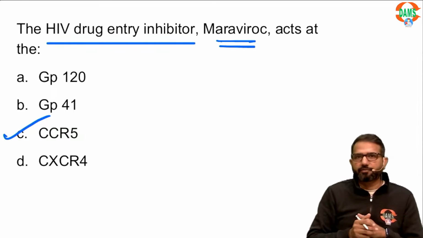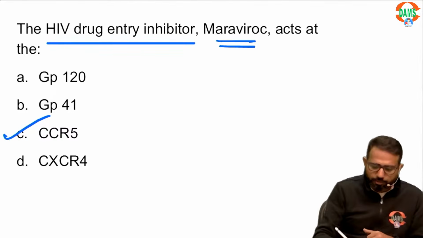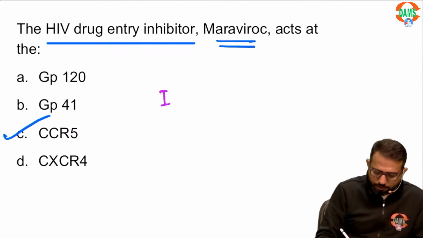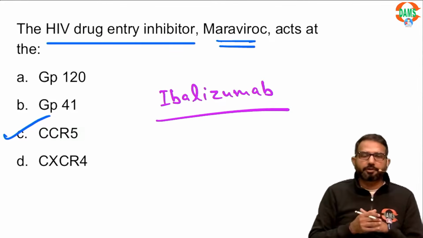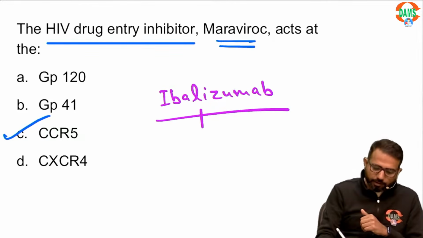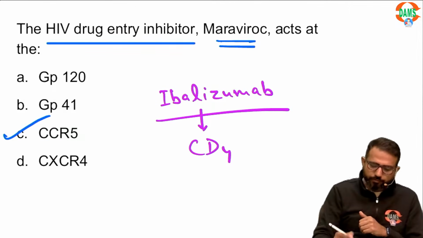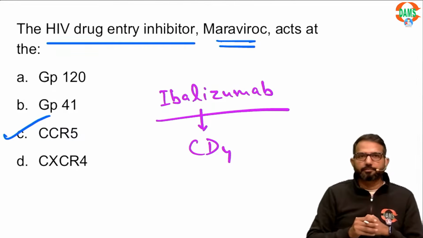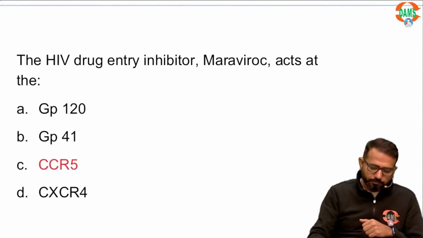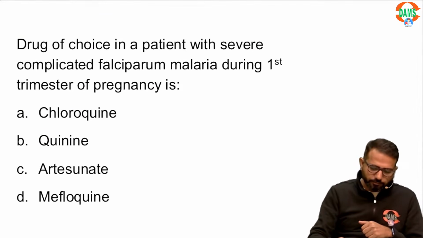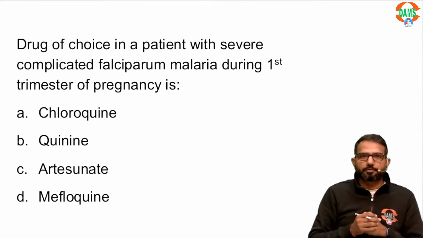So CCR5. We have one monoclonal antibody nowadays, you know. Ibalizumab. Ibalizumab is non-specific for CD4 cells. It is the monoclonal antibody approved for HIV. So it is the post-attachment inhibitor. Ibalizumab. Remember the Bali. Bali gives HIV. Just to remember.